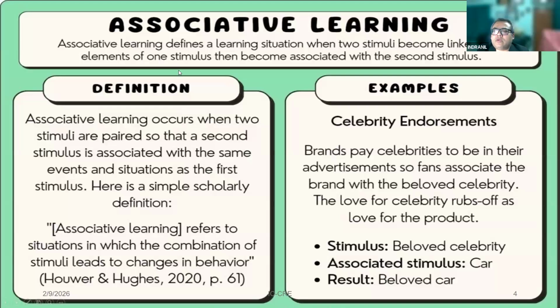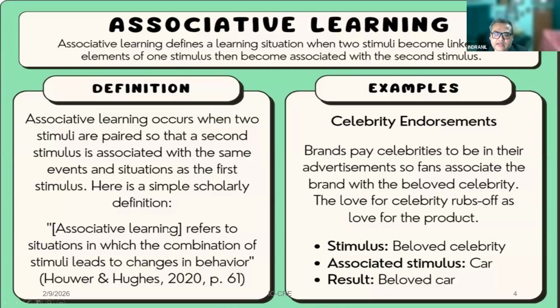So I have to talk about associative learning. Associative learning defines a learning situation when two stimuli become linked. Elements of one stimulus then become associated with the second stimulus. It means we can give a dual stimulation approach, so both stimuli are linked. If I have one stimulus in a strong way, the other stimulus can be automatically associated.